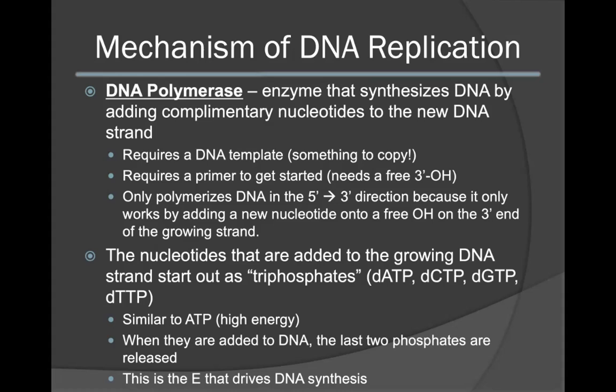These are very similar to ATP, however, remember ATP has a ribose-based sugar. Once again, ATP is not the only energy source for the cell. DNA polymerase can extract the energy from these phosphate groups, and this can be used to drive the process of DNA replication.